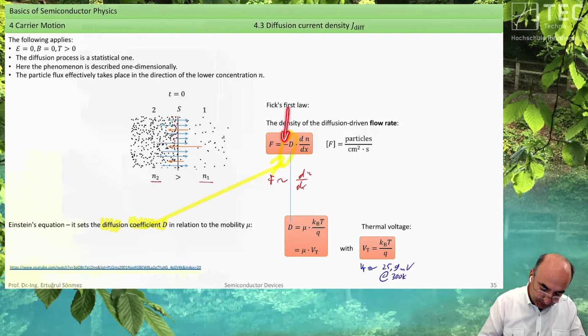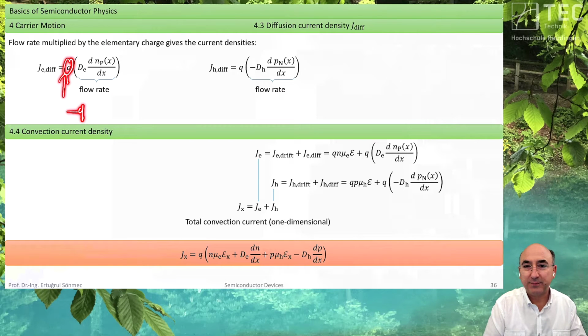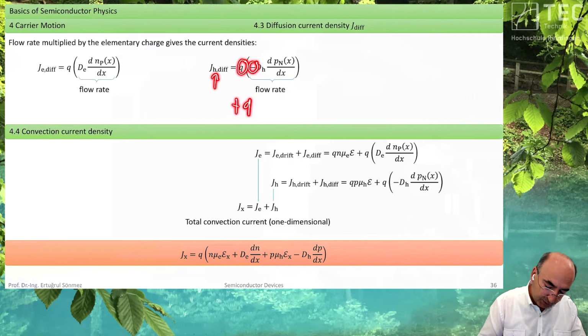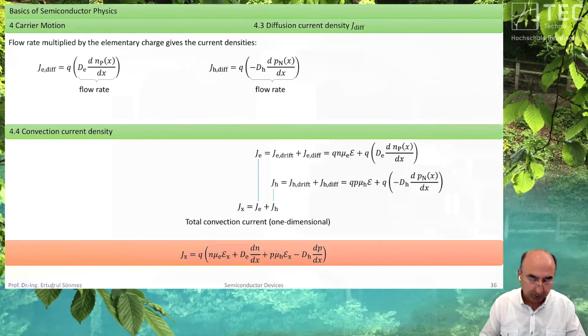So we had the negative sign here, and this negative sign disappears here because the charge itself is also negative. And this negative sign is kept here because the charge for the holes is a positive charge. Okay, so we have two charge components, two current components.